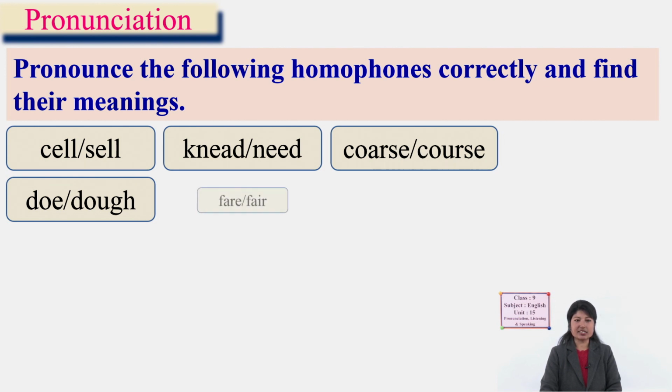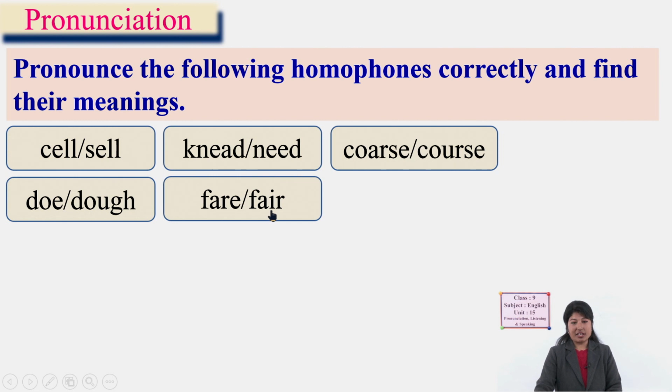Next, let's move to the next. Fare and fair. F-A-R-E, F-A-I-R. What's the difference? Fare is the charge you pay on the bus, right? Bus fare, we say, the money you pay while traveling by bus. And the next, fair, is fair complexion, we say, right? Beautiful, fair, flawless. So that is the difference between these two. Fare and fair, both have the same pronunciation, homophones.